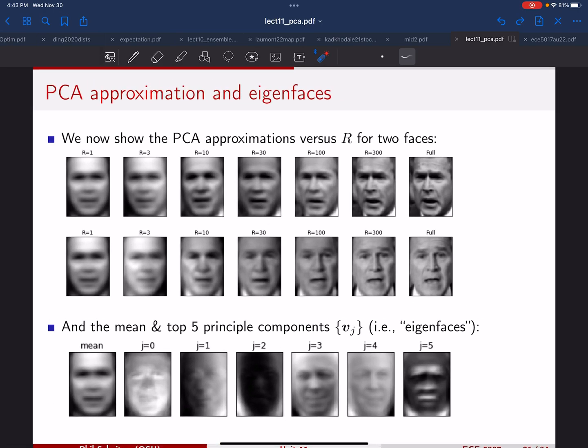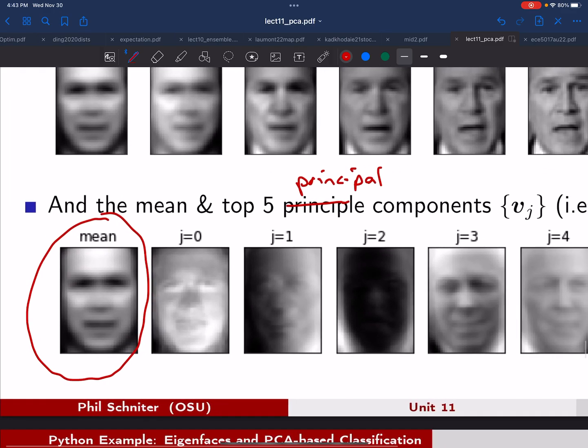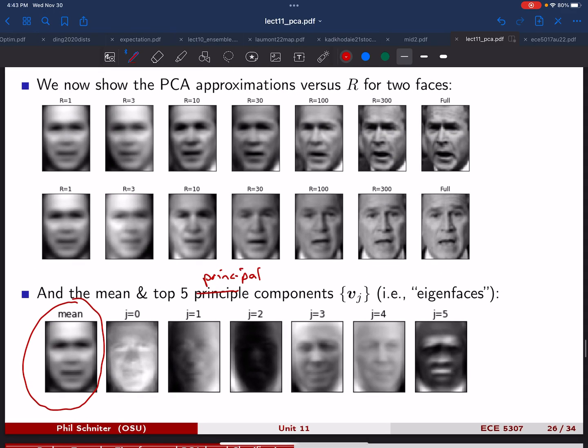What's also really interesting is, sorry, this should say principal, wrong version. Okay, so here's the mean image. Remember that the very first step is we have to subtract the mean from the data. So that's sort of interesting. If you just average all the faces in the database, you get this. And these are the principal components. These are the V's. So this is like V1, V2, V3, and so on.